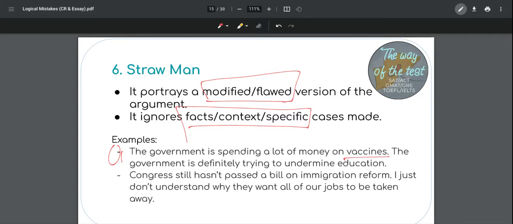Okay, so the government is definitely trying to undermine education. So just by spending a lot of money on vaccines, we're kind of safely assuming that the government then doesn't care about education, which makes absolutely no sense.